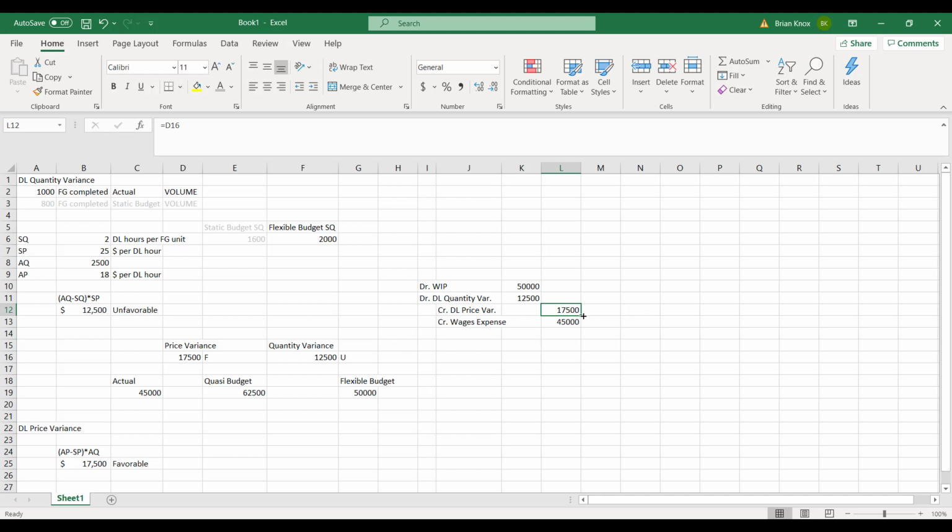So here is our balanced journal entry now. Look, we have a total of $62,500 over on the credit side. Our balanced journal entry, I should say, not balanced account. And we have $62,500 over here on the debit side. And that would be our direct labor variance recording entry, similar to number 2 in the example in the textbook.